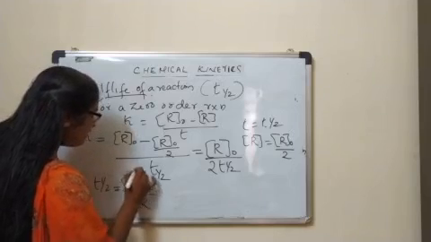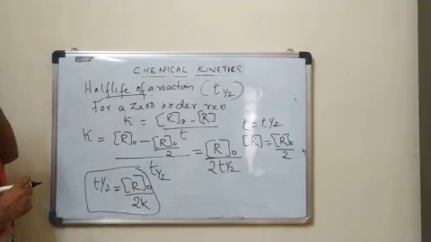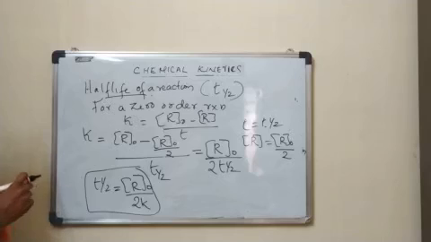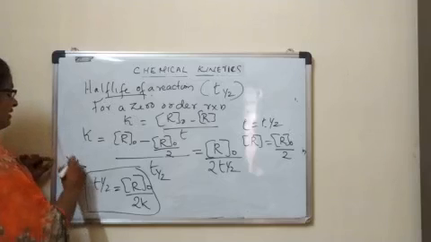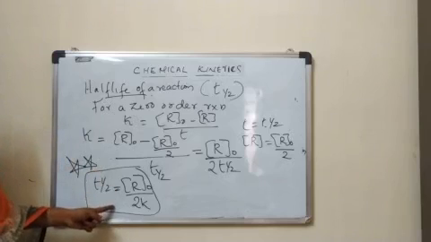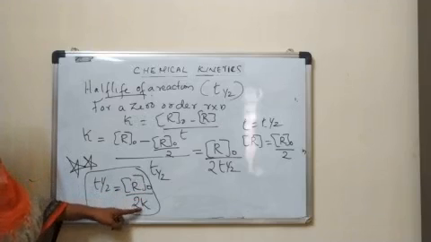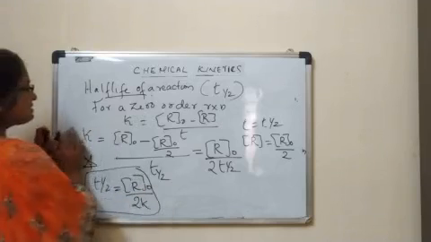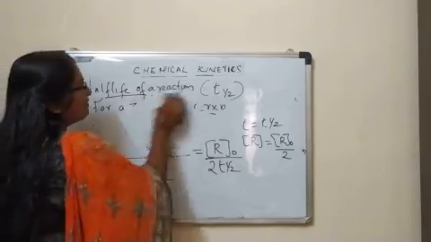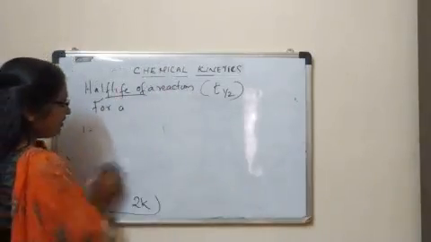So if we know the initial concentration, we can find the half-life period using the rate constant as well as the initial concentration R0. This is also a very important equation. Half-life period for a zero order reaction can be found using this equation: t half is equal to R0, the initial concentration of the reactant, by 2 into rate constant k. Similarly, we can derive the half-life of a first order reaction.